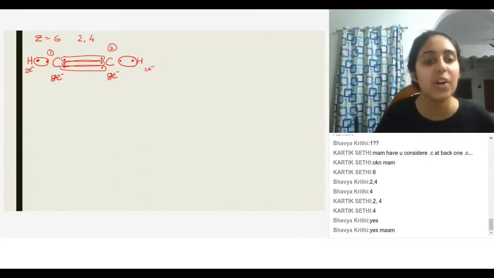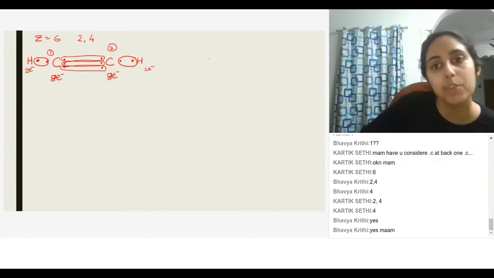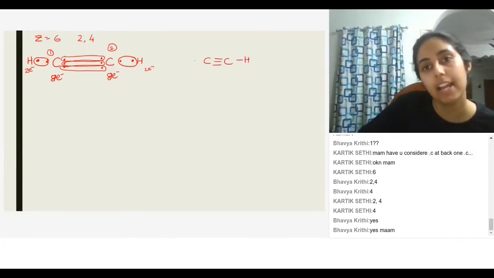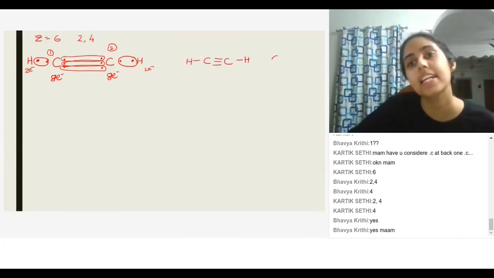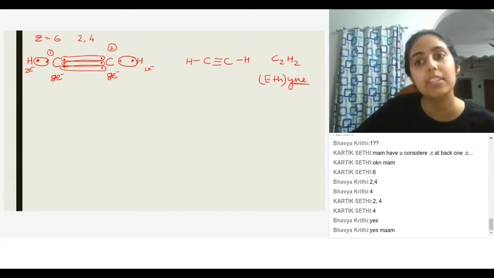So now this is called a triple covalent bond. Why? Because there are 3 bonds between carbon and carbon, right? So I'm just going to say 3 bonds, and hydrogen, and this is written as C2H2 and it is called ethine. Eth because there are 2 carbon atoms, ine because it is a triple bond.